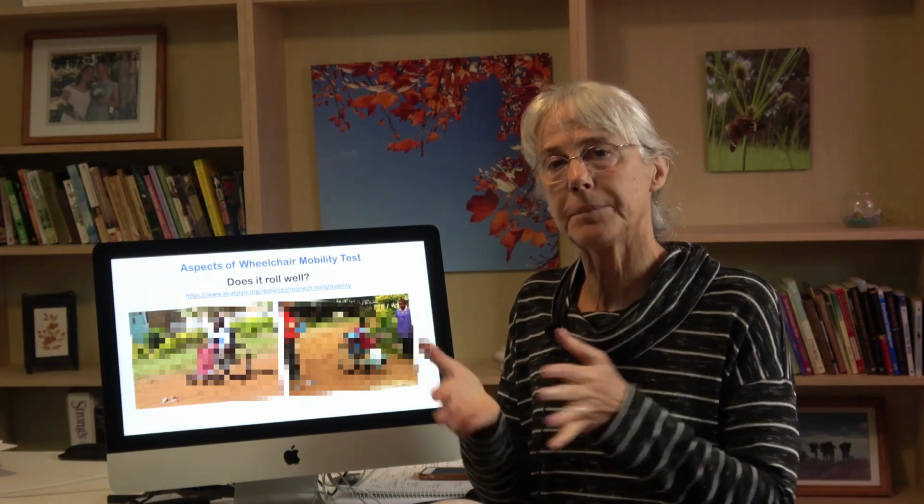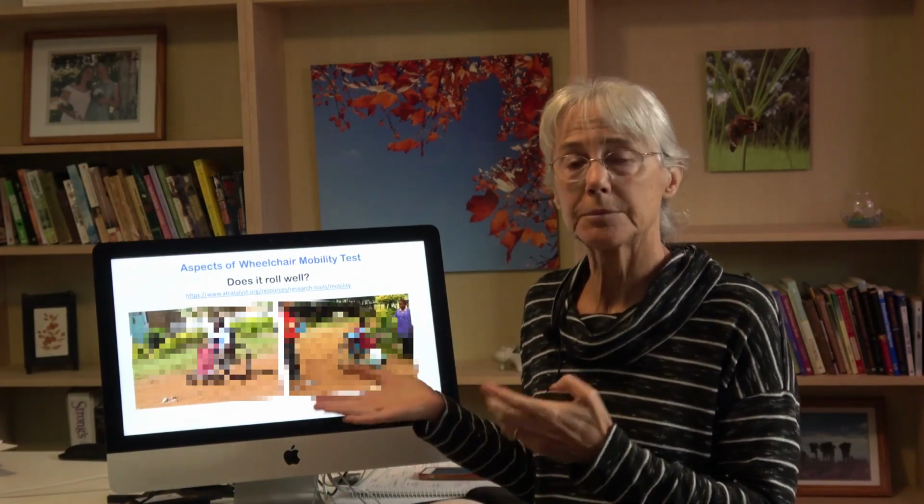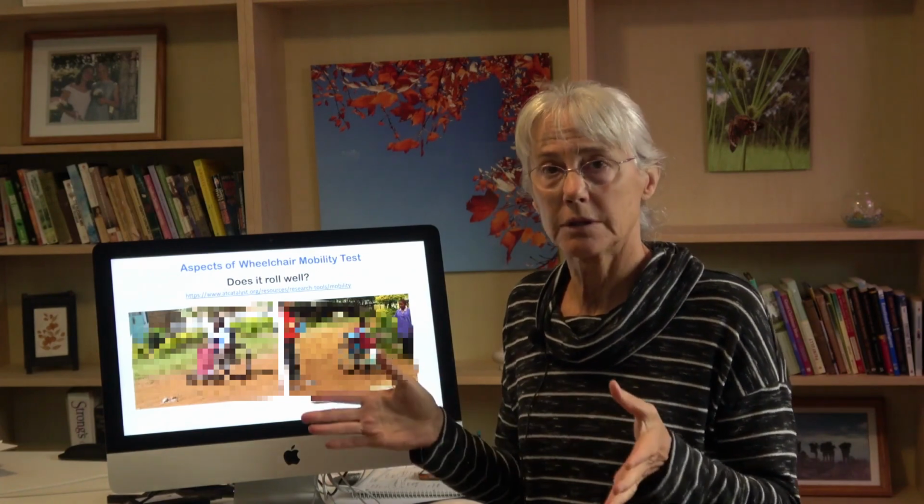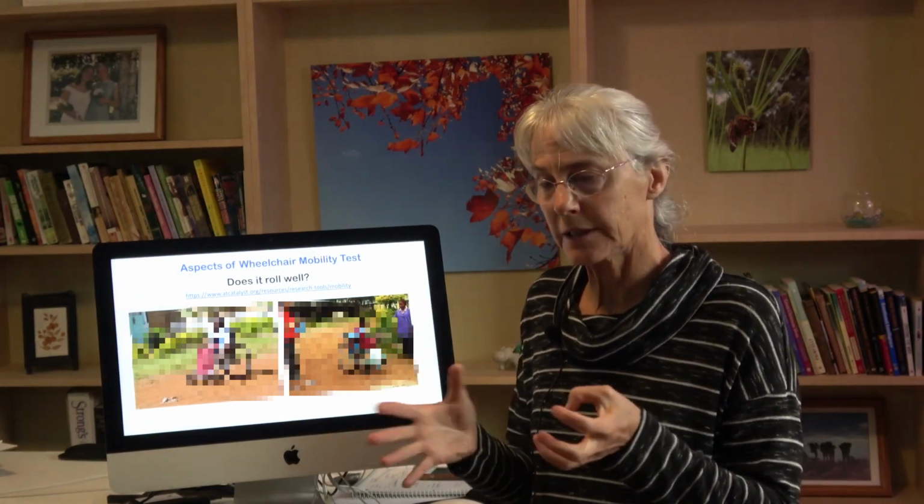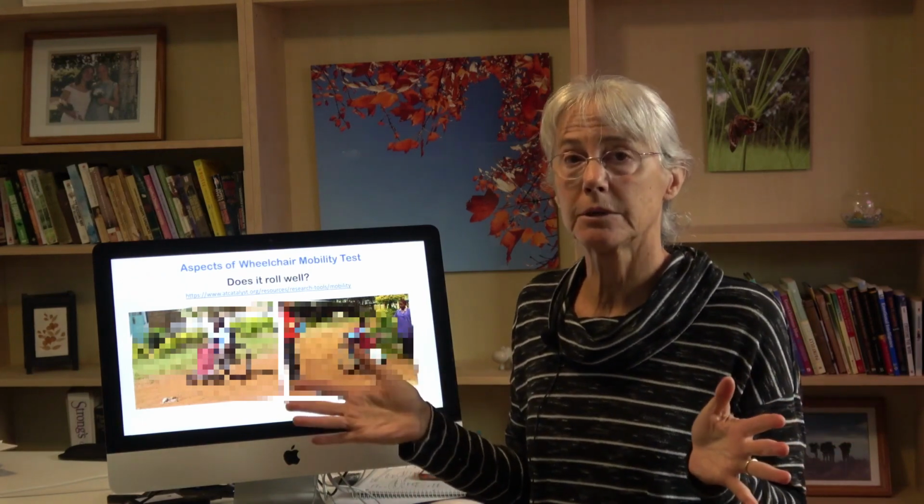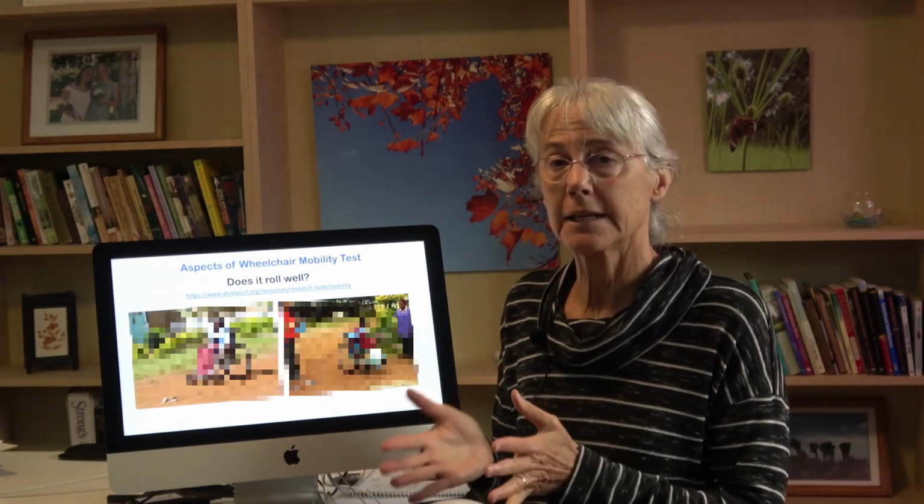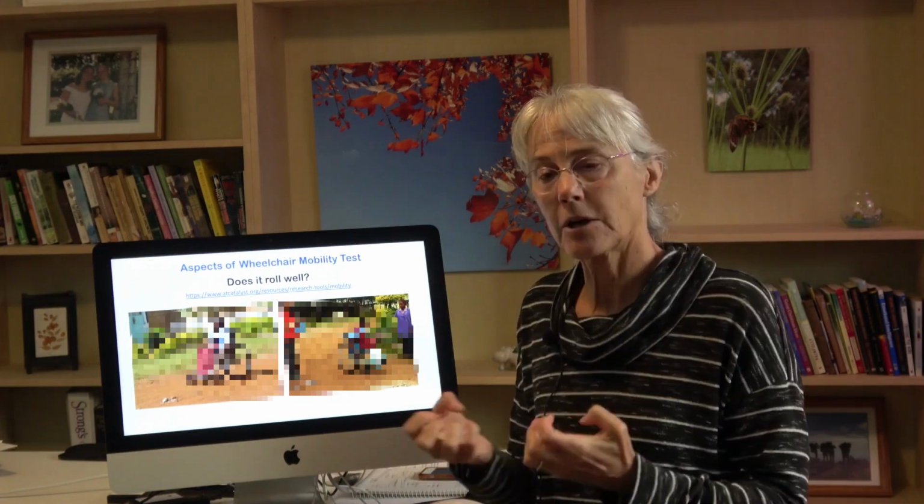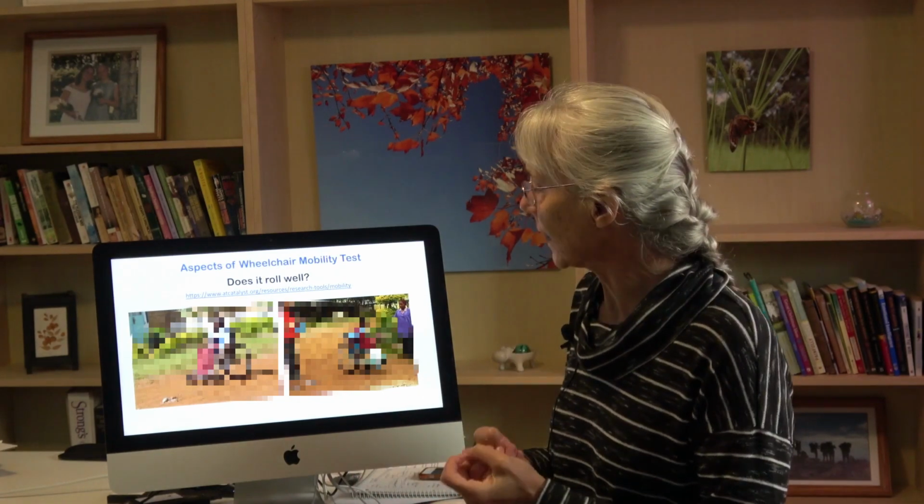We've called it the aspects of wheelchair mobility test because obviously our short outcomes measure, which is intended to be able to be completed in a timely way, doesn't cover every possible environment of use. We're just asking, does it roll well on commonly encountered environments of use? It's available for free download with its instructions.